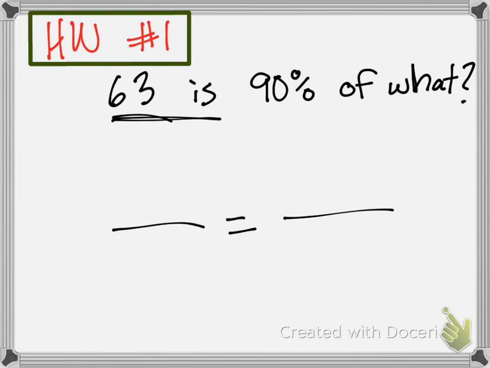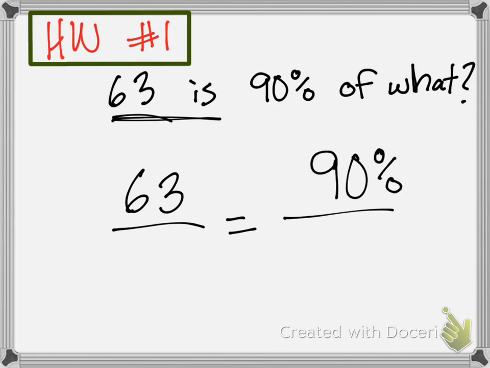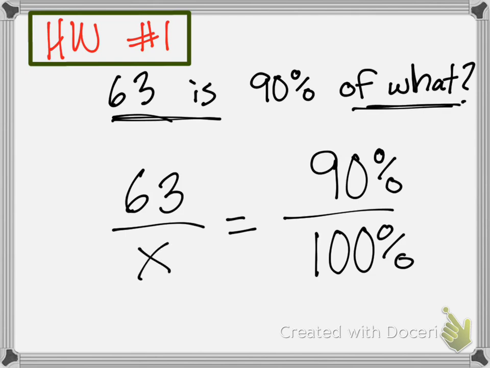63 is. Where does the 63 go? The top, right there. Is 90%. Where does that 90% go? Exactly. What goes on the bottom of that one? 100%. Always 100%. I don't care what it is. I don't care if the top said 1,000%. Bottom percent is always 100. Of what? X goes there.